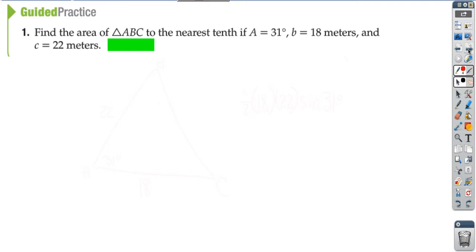Alright, so this would be done the same way. The only difference is they didn't give us a picture. So let's start by drawing the picture. So we have triangle ABC.